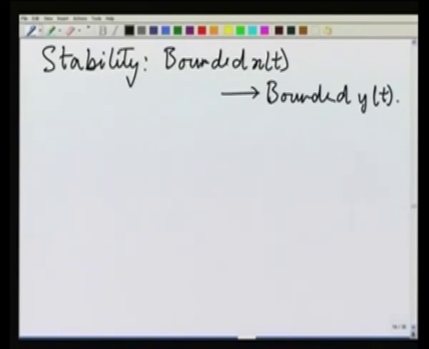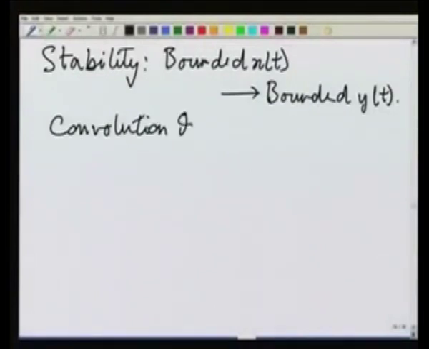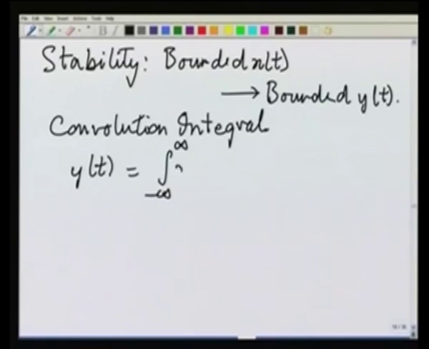So, let us see where this takes us. We again go back to our expression for the output in terms of the impulse response, that is the convolution integral. y(t) equals the integral for all time of x(tau), a different variable, h(t minus tau) d tau. This is what we have.